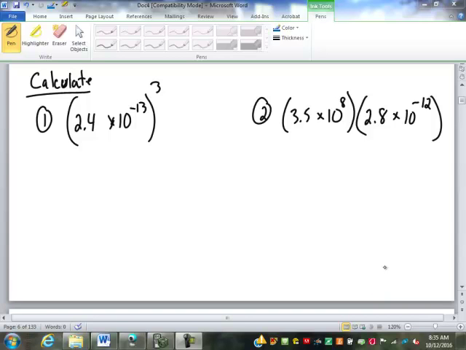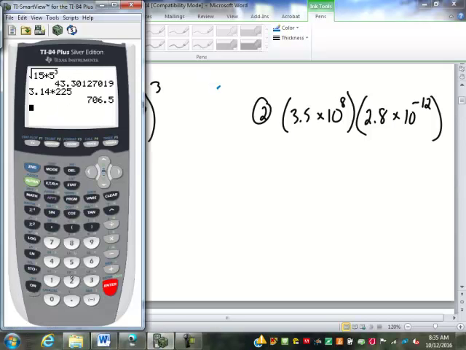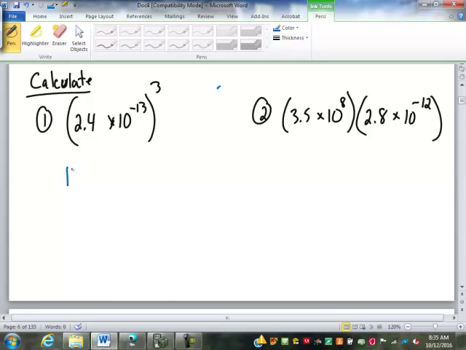So the first one here, 2.4 times 10 to the negative 13th, to the power of 3. We have to first take the count, the 2.4 to the power of 3. What's that give us? I thought that was a 2, not a 3. So 2.4 to the power of 3 is 13.824.